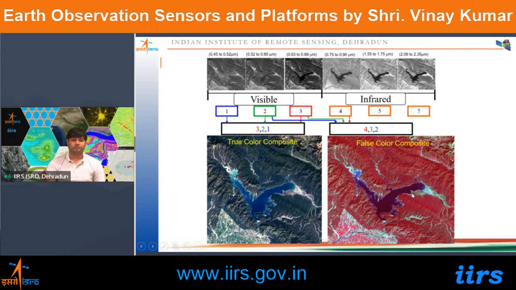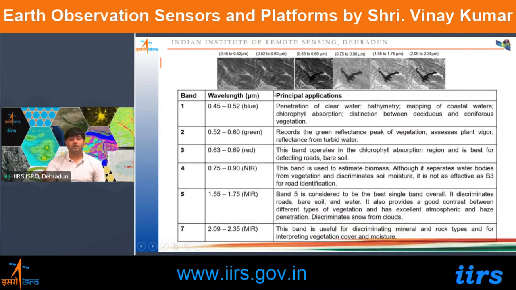for interpreting the features. Now you can see different bands have different applications. Your blue band is used for penetration of clear water, bathymetry, and mapping of coastal waters. The green band is used for recording the green reflectance peak of vegetation, assessing plant vigor, and reflectance from turbid water. The red band is used for seeing the chlorophyll absorption region and is best for detecting roads and bare soil. The near infrared band is used for estimating biomass and separates water bodies and vegetation.